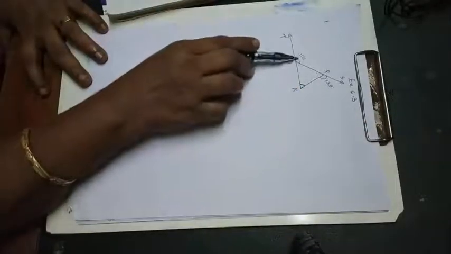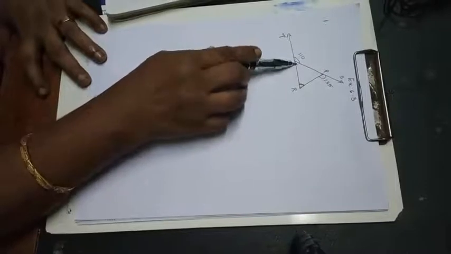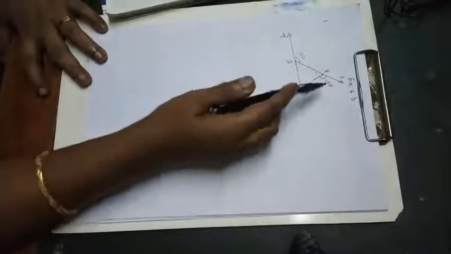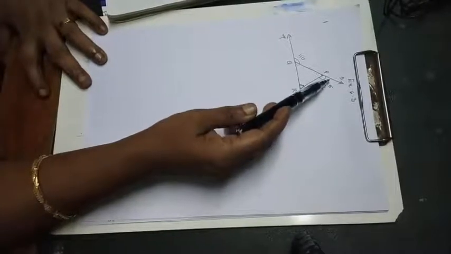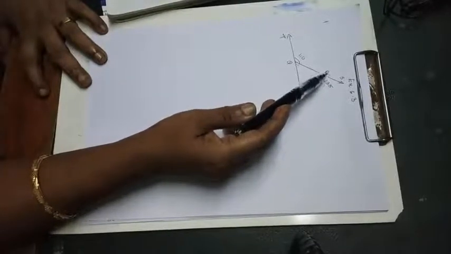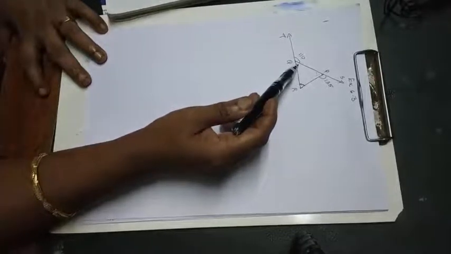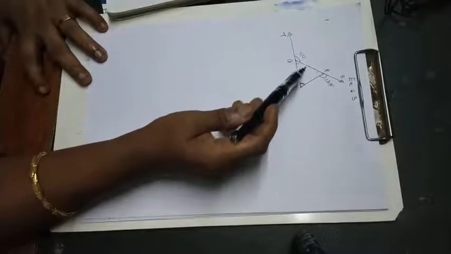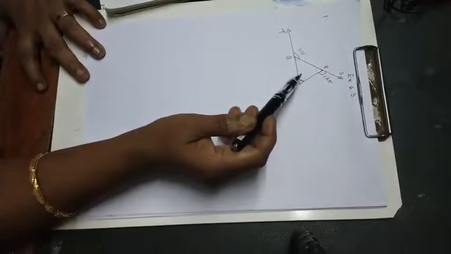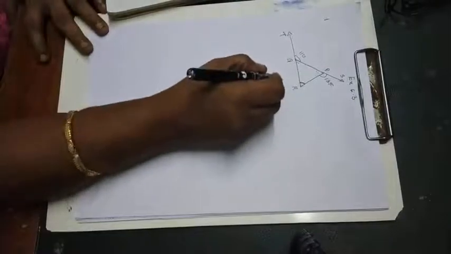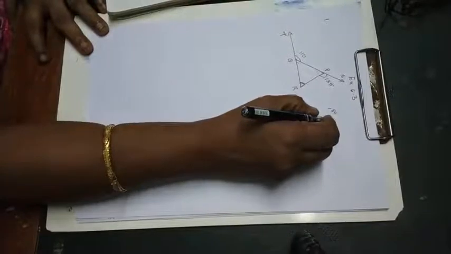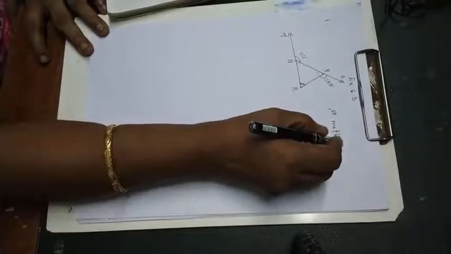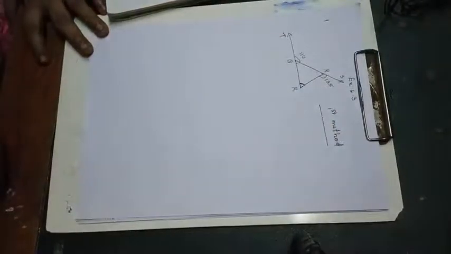Otherwise you can find one of the angles, this one. Then we already know the property, that the external angle is the sum of the two interior opposite angles. So this one plus this one is equal to 135. So you will get this one. So let us discuss the first method first. Whichever one you feel is easier, you can do the same.